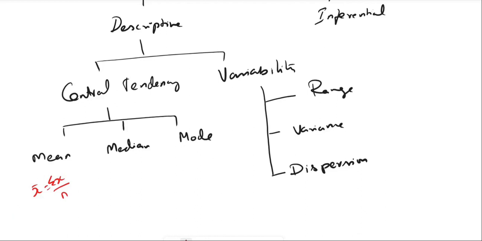When coming to the median, it is the central value of the sample set. First of all, we have to arrange the data in an ordered form, whether ascending order or descending order, and then find the middle of the data. When coming to the mode, it is the most frequently occurring value in a sample set, and that is specified as the mode value.